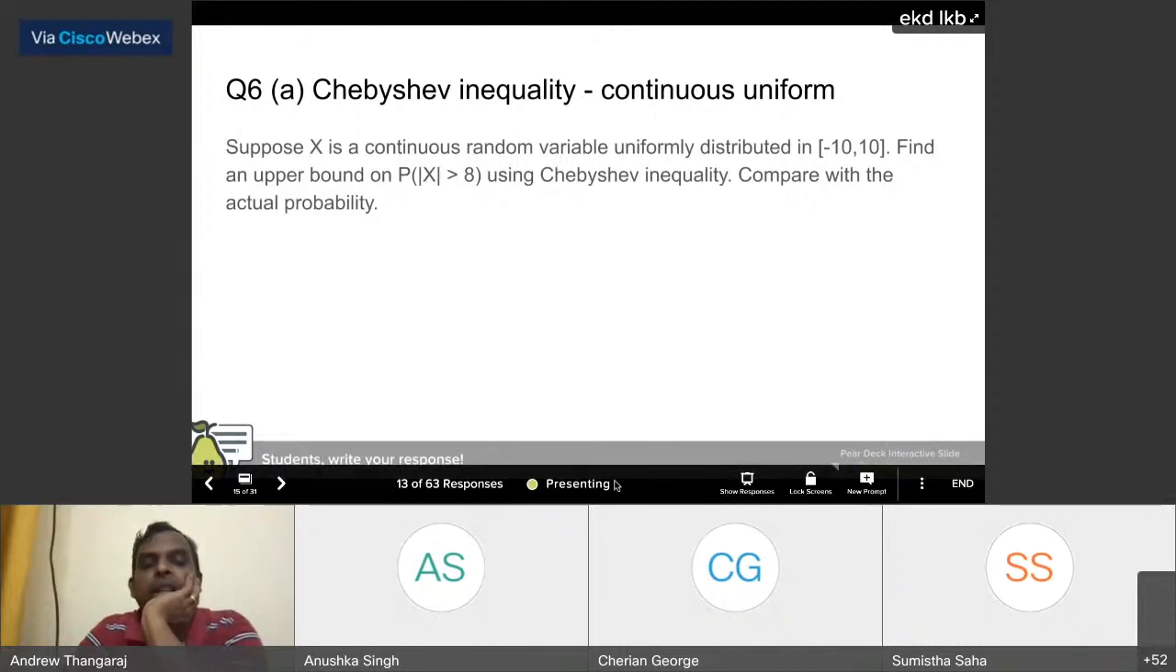Okay, so I see about 13 responses. The first step is to find the expected value of x. In this case, expected value of x is 0. Okay, and then you have mod x minus expected value of x, so that goes off to 0. So you just have mod x greater than 8. So your t is 8. So it's less than or equal to variance of x divided by 8 squared, right? So the only non-trivial part is to find the variance of x. For variance of x, you had a formula b minus a whole squared by 12. Okay, b is 10, a is minus 10. So remember, pay attention when you do b minus a, it will be 10 minus minus 10. Let me wait for a few more minutes.